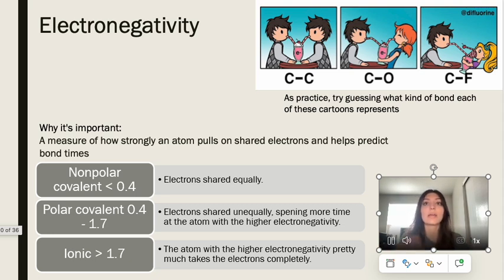And then I included this cute little cartoon. See if you can figure out what each of these little cartoons are representing: nonpolar, polar, covalent, or ionic. And then if you think you figured it out, you can ask me if you're right during one of our study sessions.